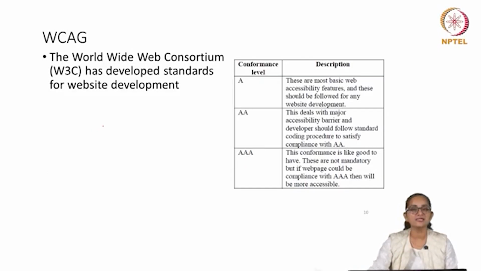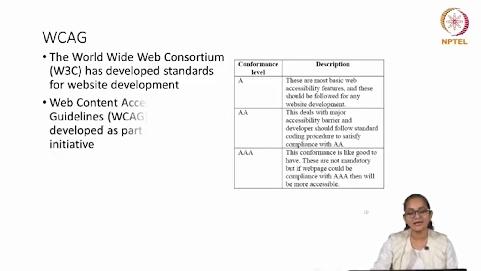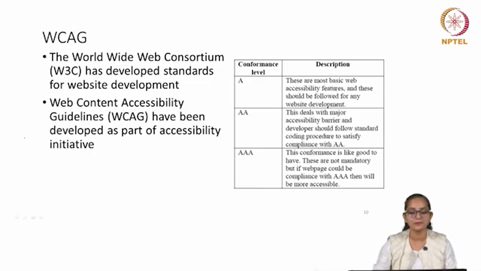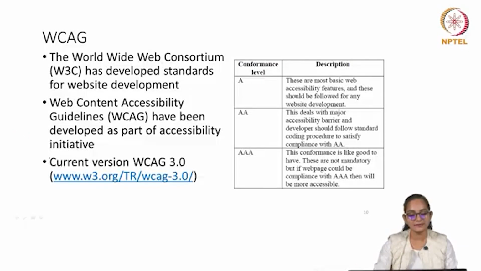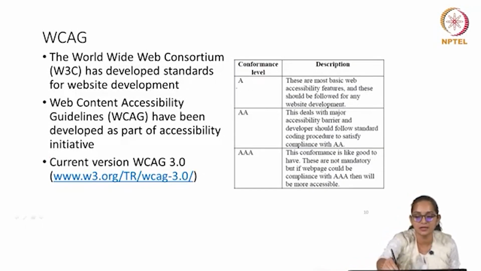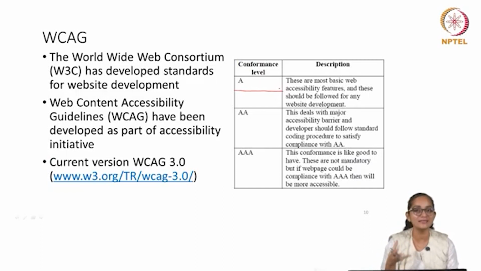In the previous session we spoke in depth about the WCAG guidelines, which have been developed by the World Wide Web Consortium as part of their Web Accessibility Initiative. Here is the same link which leads you to the main WCAG repository. And this is a table which tells you a little bit about, as we did discuss, conformance levels A, AA and AAA, AAA being the highest.